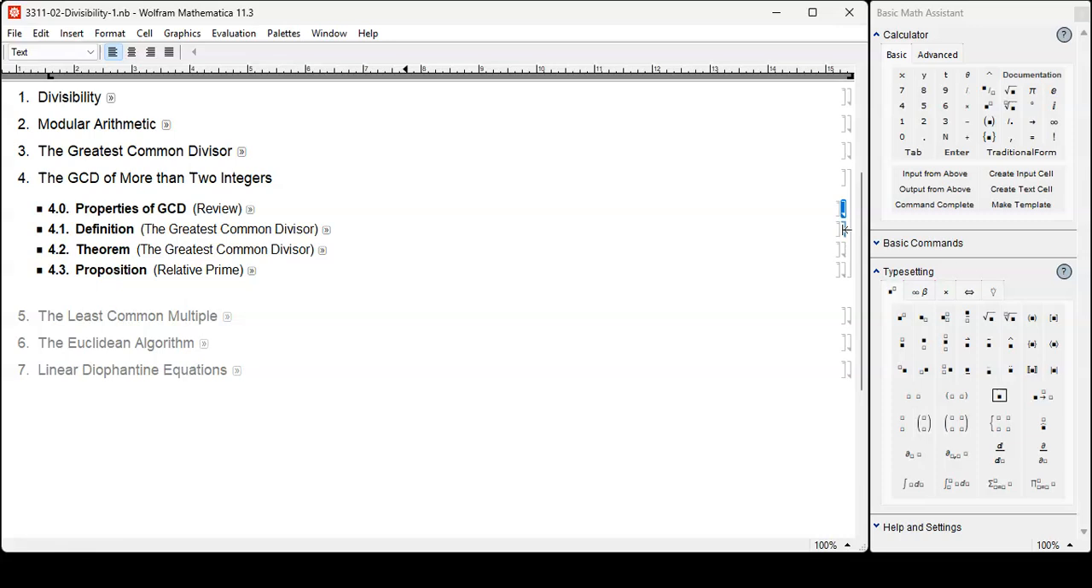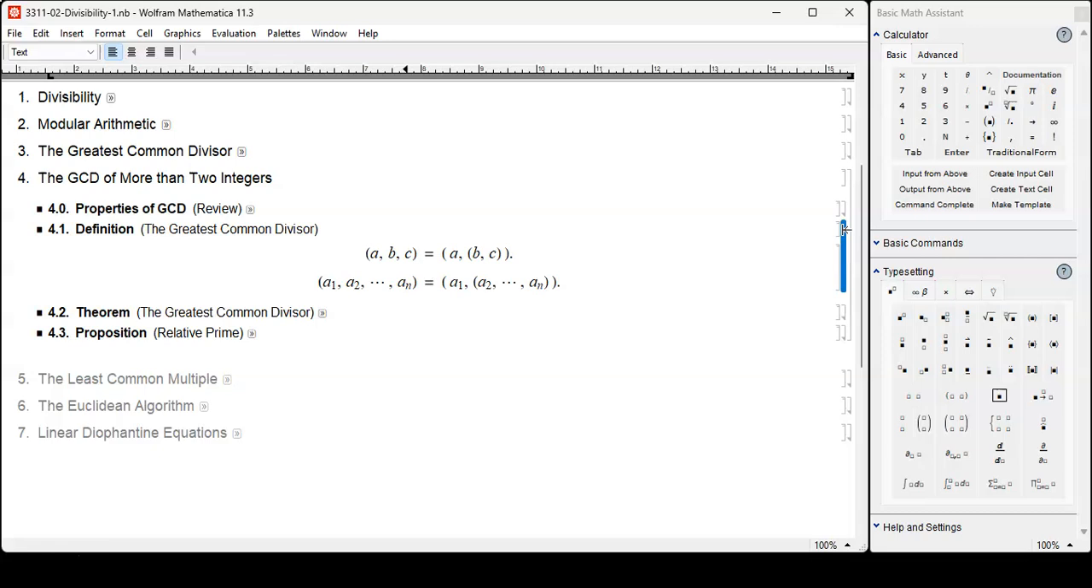Now let's start from there and extend those to GCDs of more than 2 integers. Using the associativity, we can define the GCD of 3 integers A, B, C as the GCD of A and GCD of B, C. You see, we have too many GCDs there. In this kind of case, just using parentheses is going to be simple enough. And then if you have n integers, you can define this inductively or recursively.